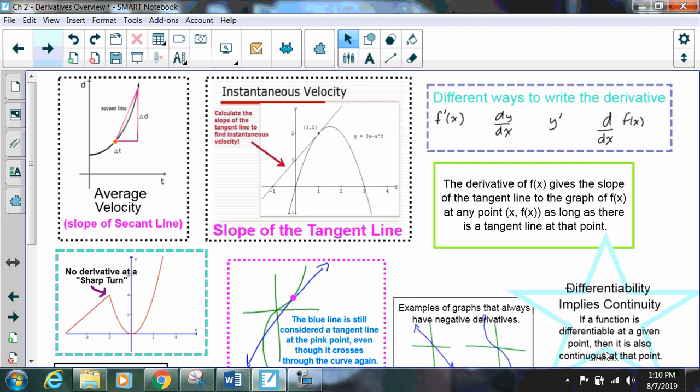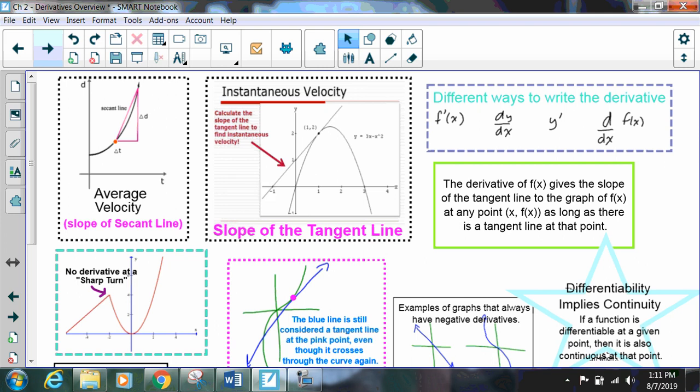The slope of a secant line is just what we consider the average velocity. The slope of the tangent line is actually instantaneous velocity. There are different ways to write the derivative. Make sure that you're comfortable with all those.